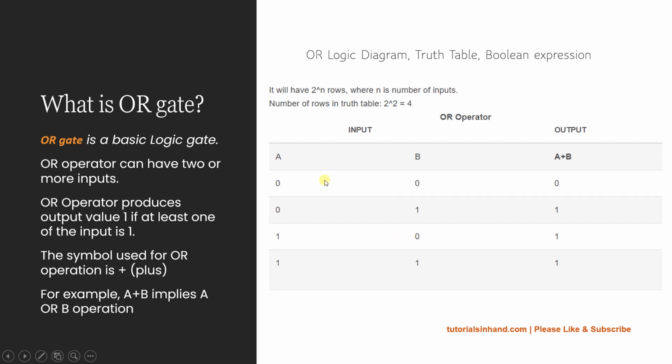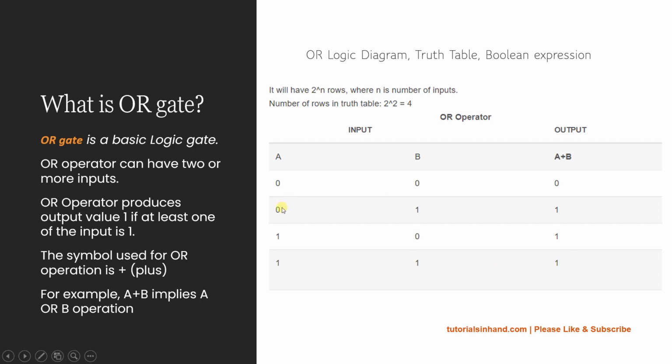Now we need to see what will be the output of the OR operation. As we have stated, if any of the inputs has the value 1, then definitely our output is going to be 1. It does not matter how many of the inputs are 1. We just need one input as 1 and that would be sufficient to produce the output as 1.